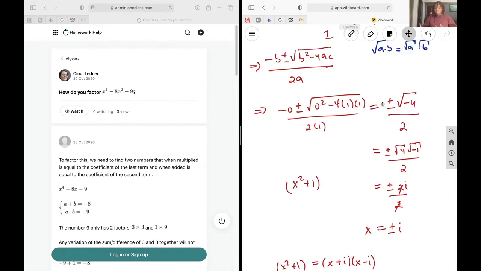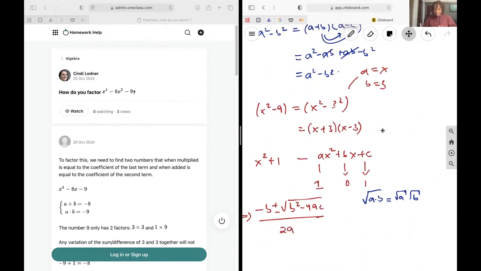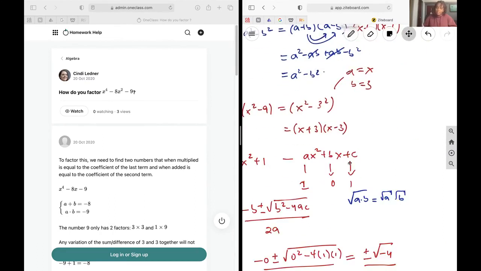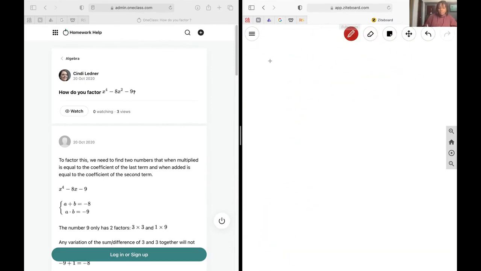And so lastly, we're just going to want to put this all together. So as I said here, I have now found that this is equal to x plus i, x minus i. And so I'm just going to come all the way down here and write a clear solution that x to the power 4 minus 8x squared minus 9 is going to be equal to x plus i, x minus i. We found x plus 3, x minus 3. And that's going to be it for this question.